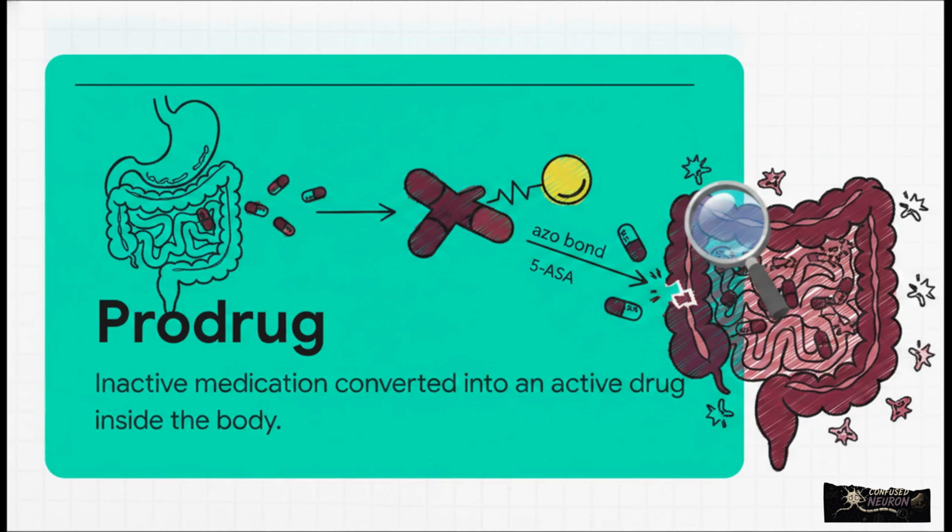So scientists utilize this brilliant concept called a prodrug. A prodrug is essentially an inactive medication that only gets converted into an active drug once it's inside your body. Take the classic drug sulfasalazine. It consists of 5-ASA firmly linked to a carrier molecule by a special azo bond. When it finally reaches the colon, the resident colonic bacteria act like a key. They cleave that azo bond and unleash the active 5-ASA exactly at the site of the battle. Once there, it acts topically to inhibit inflammatory cytokines and mop up those damaging free radicals.